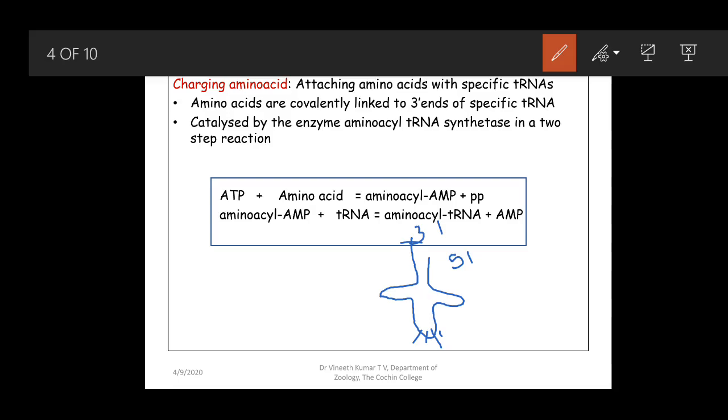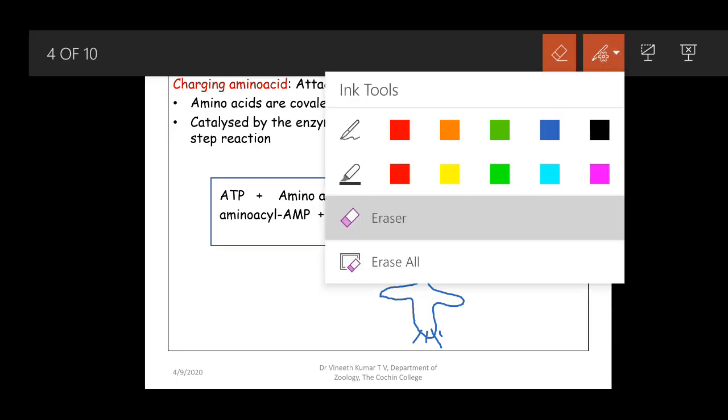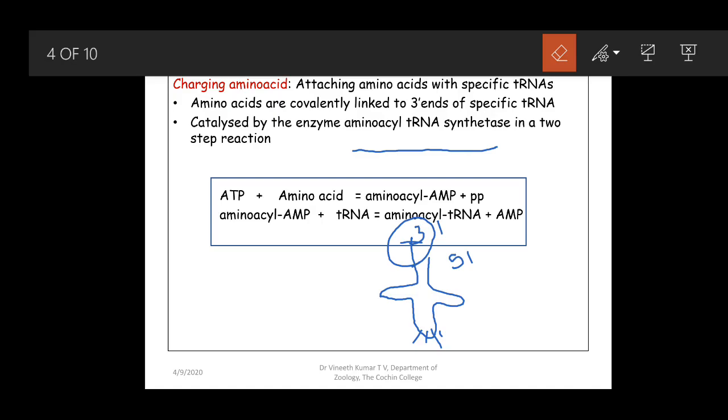the 3' end of the tRNA, and here is where the amino acid is going to be added. This process is catalyzed by the enzyme shown here, aminoacyl tRNA synthetase, which catalyzes the attachment of the amino acid to the tRNA. It is a 2-step process which requires energy, which is ATP, as seen here. ATP and amino acid join to form aminoacyl AMP, and pyrophosphate is released, that is PPi.